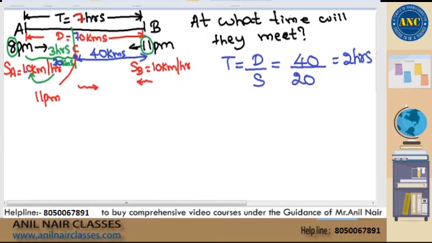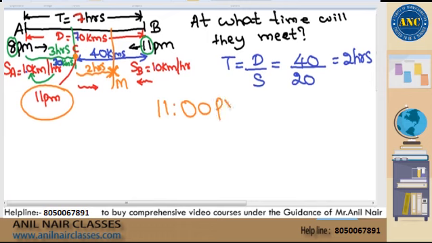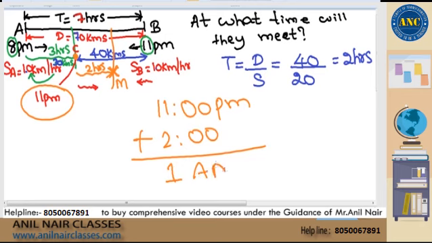That means, can I say that from 11 o'clock, they both will travel for 2 more hours. And that will become the meeting point of both the trains. From 11 p.m., if they travel for 2 more hours, what will be the answer? Answer is 1 a.m. Answer for this question is 1 a.m.